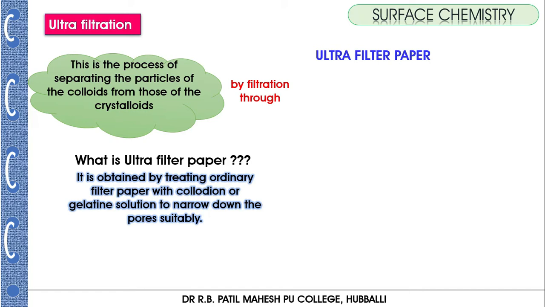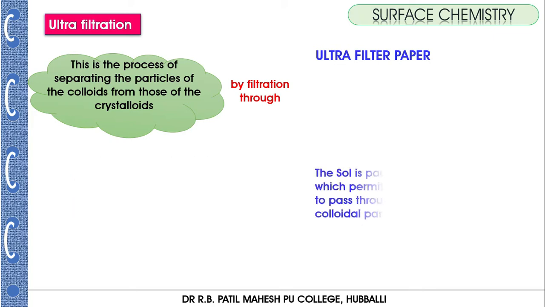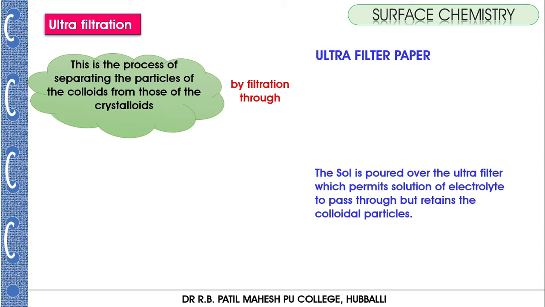The pore size decreases and only true solution particles diffuse through, whereas colloidal particles, being larger in size, cannot pass through the parchment paper or bag, whatever we use in ultrafiltration. So, in this process, the sol is poured over the ultra filter paper, which permits the solution of electrolytes only to pass through it but retains colloidal particles.